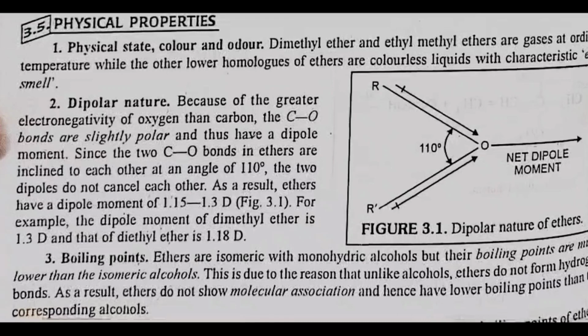3.5 Physical properties. First, physical state, color, and odor. Dimethyl ether and ethyl methyl ether are gases at ordinary temperature, while the other lower homologues of ethers are colorless liquids with characteristic ether smell.